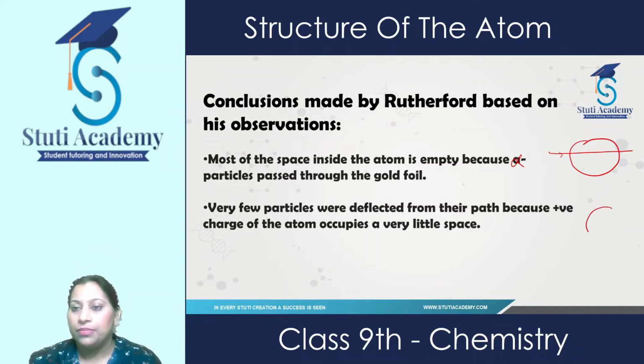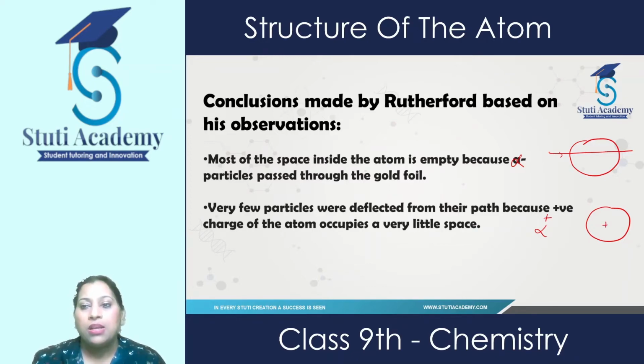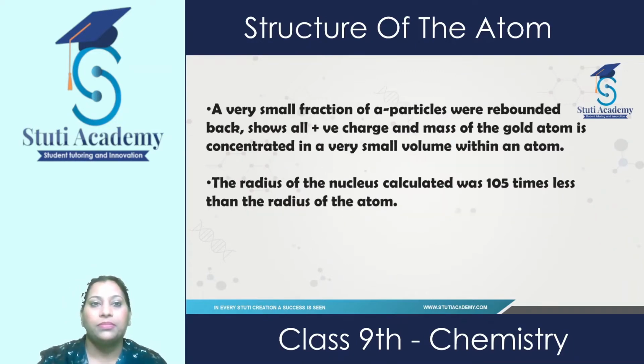It means because alpha particles were also carrying positive charge, the same charge is present somewhere in the atom, but it is present in a very small space. That is why only small particles were deflected. Because when positive charges strike each other, they show repulsion, and that is why the deflection took place.